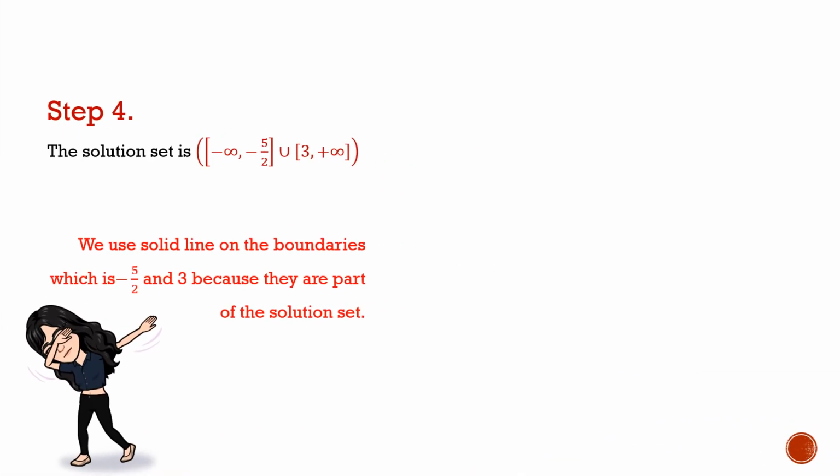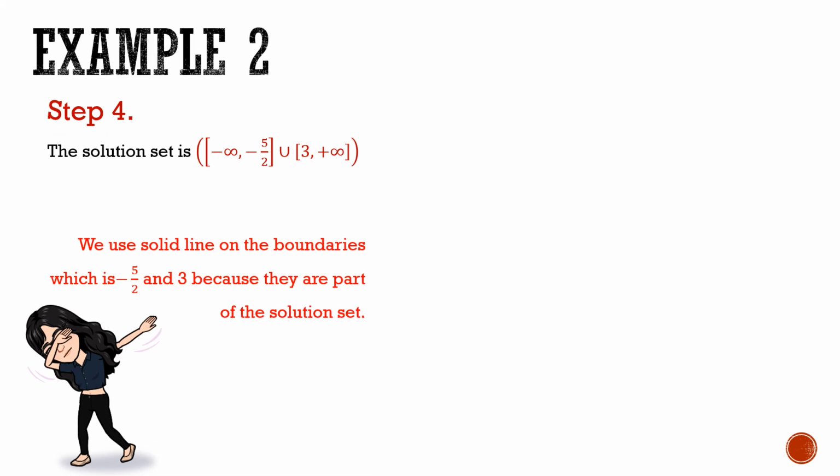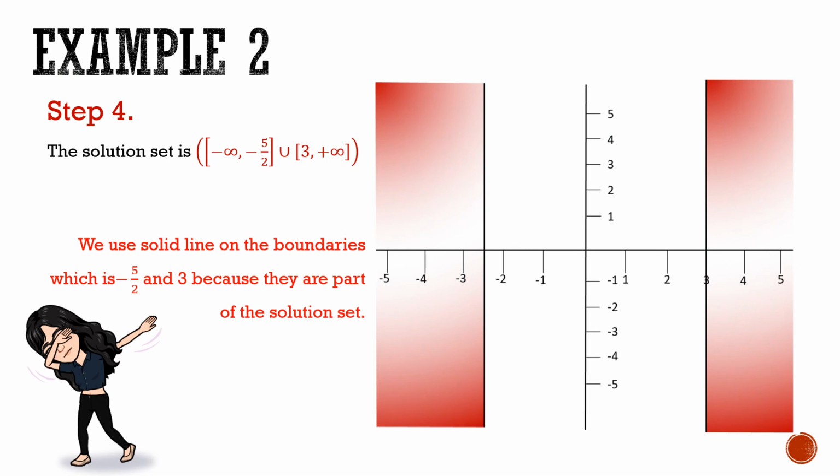Step 4. The solution set is the quantity negative infinity to negative 5 halves, close bracket, union open bracket 3 to positive infinity, close parenthesis. As you notice with our graph, we use solid lines on the boundaries, which are negative 5 halves and 3, because they are part of the solution set. Therefore, the middle region is not part of our solution set.